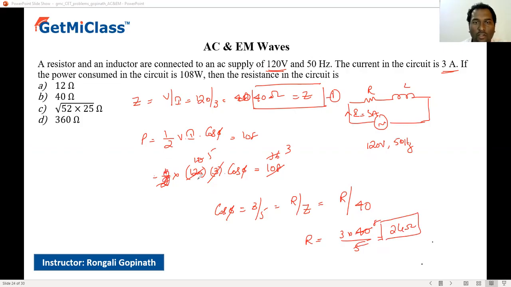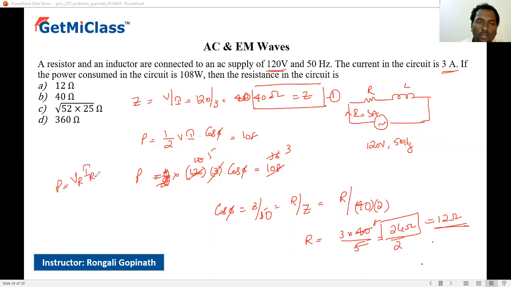Oh, there is no half here because we have used RMS. Please make a correction. If there is no half, we should get 24 by 2, which is 12 ohms. Please make this correction.